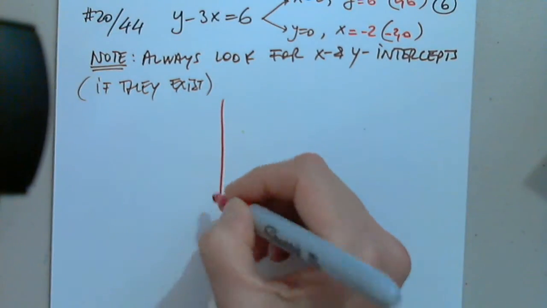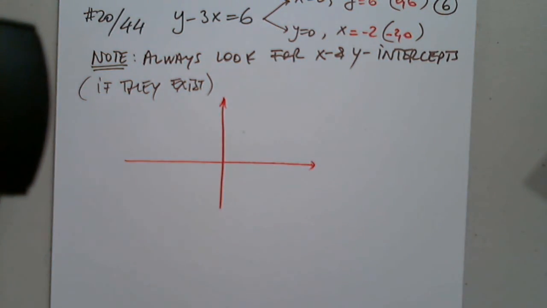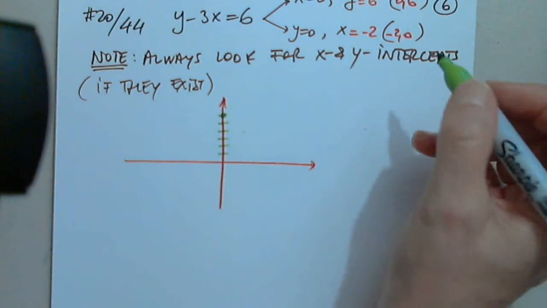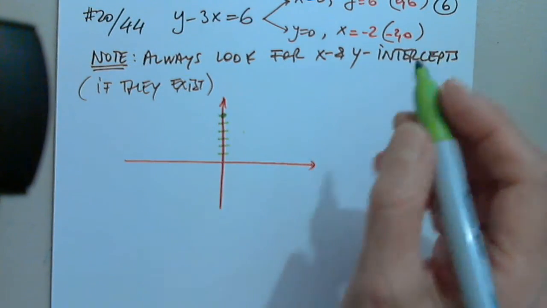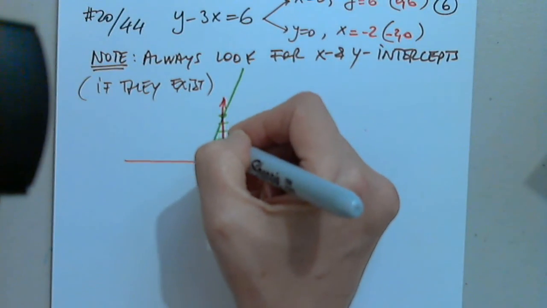So I'm going to draw the coordinate system. I'm going to plot 0, 6 there. 1, 2, 3, 4, 5, 6. I'm going to plot -2, 0. I'm going to connect and extend the line.